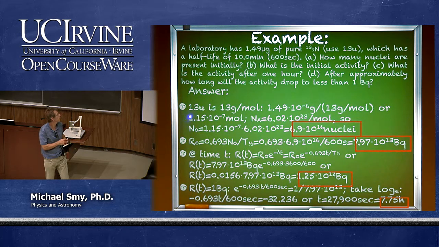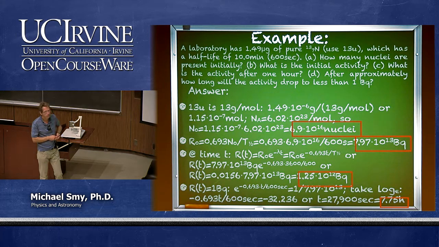And that means we have 1.15 times 10 to the minus 7 mole. To express it in number of particles, we multiply this with Avogadro's number, so times 6 times 10 to the 23rd, and that gives us 6.9 times 10 to the 16 nuclei that we have initially.